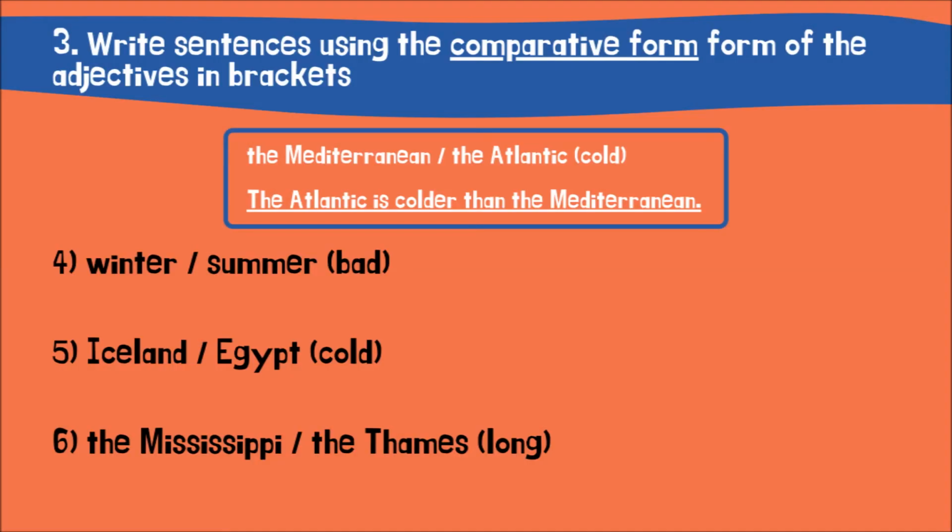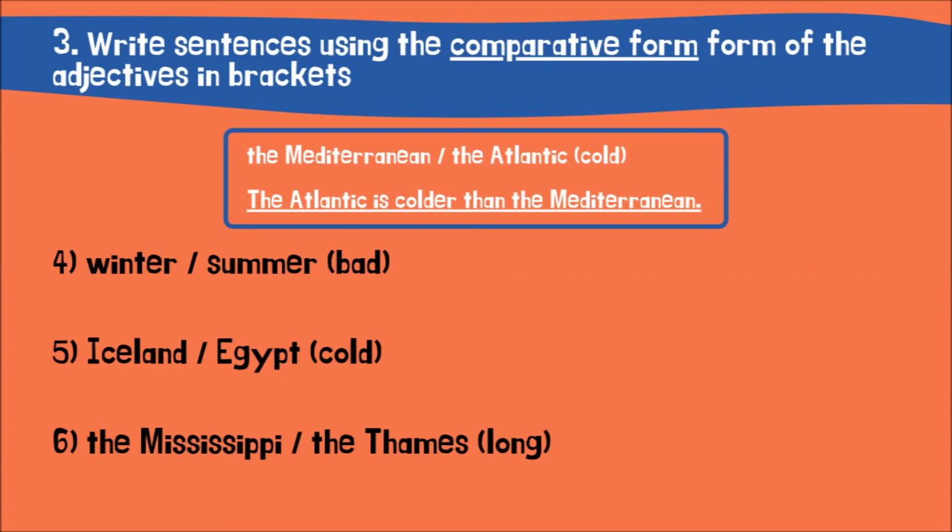Alright, next, number 4. Winter, musim sejuk, slash summer, musim panas. The adjective is bad, teruk. Okay, you have to change bad to comparative form. The comparative form for bad is better, more bad. Worse. Okay, W-O-R-S-E. Ingat balik yang table number 1 tu. Tengok balik. Okay, so between winter and summer, di antara musim sejuk dan musim panas, mana yang lebih teruk?